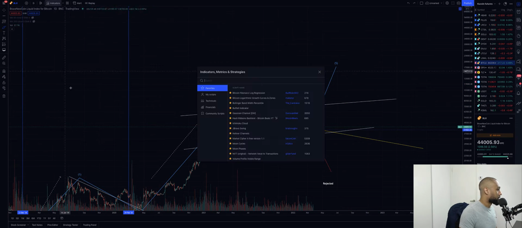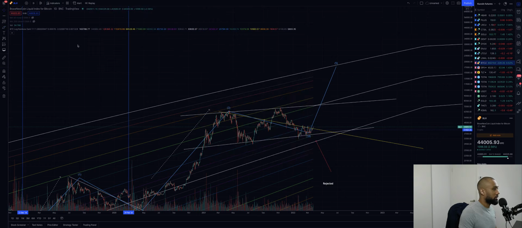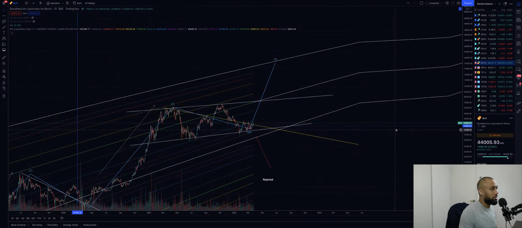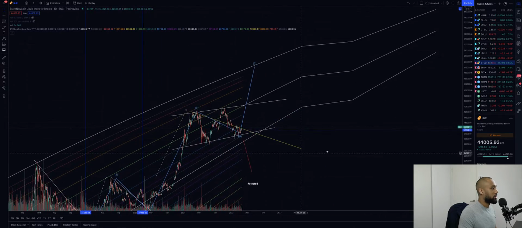So let's also look at the log regression bands here to see. So yeah, let's say, well, these aren't.